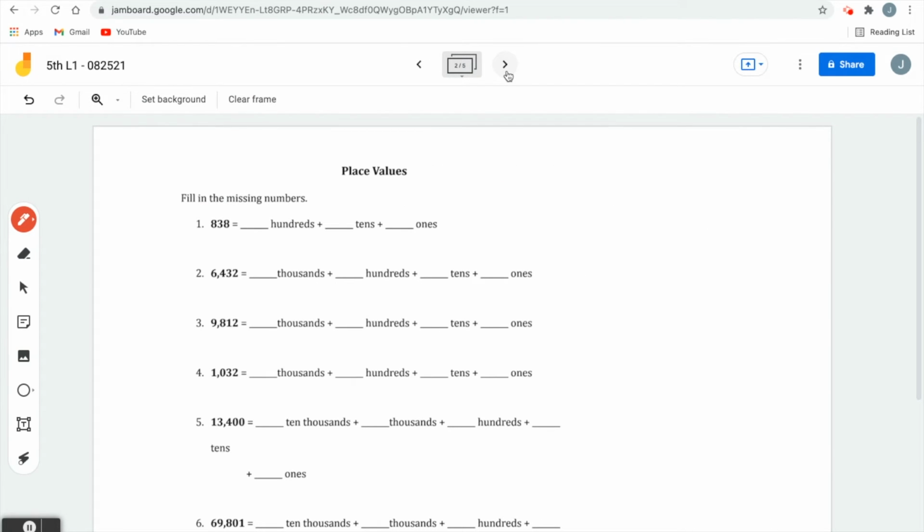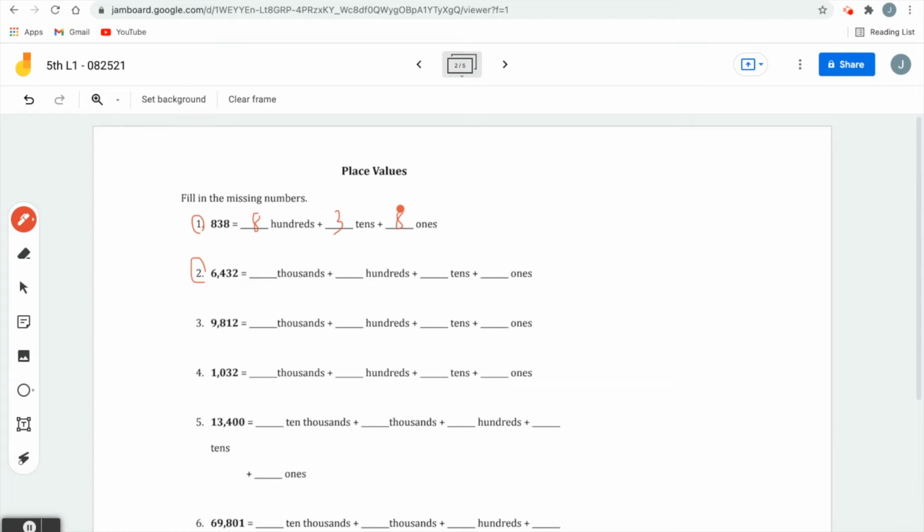The next concept is place values. We're going to fill in the missing numbers. Let's work on number 1 and number 2 together. For number 1, we have 838. This is the same as what we just did for the previous topic, but we just wrote it in words, like hundreds, tens, ones. That's the only difference. So we have 838 here. I'm going to write 8 here because we have 800, and we have 30. So for tens, I'm going to write 3. And for ones, I'm going to write 8. And that's going to be the final answer for number 1.